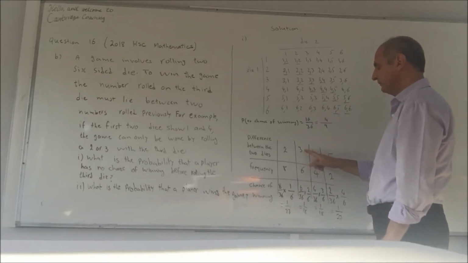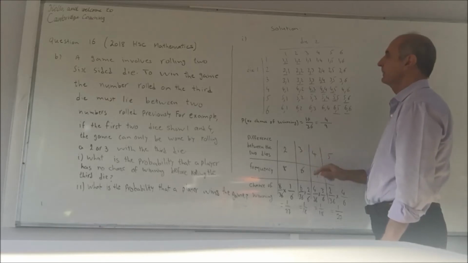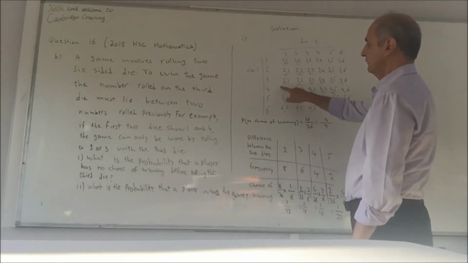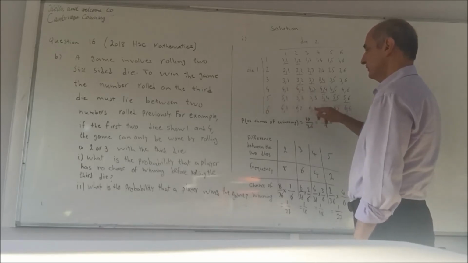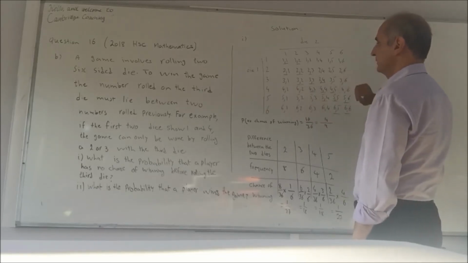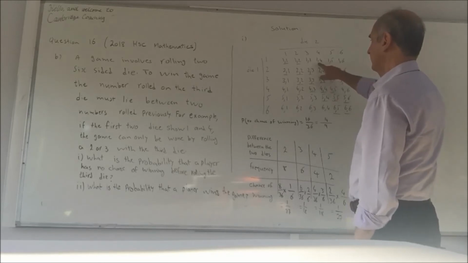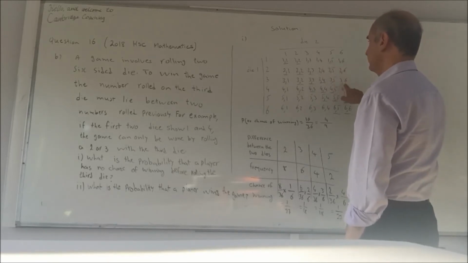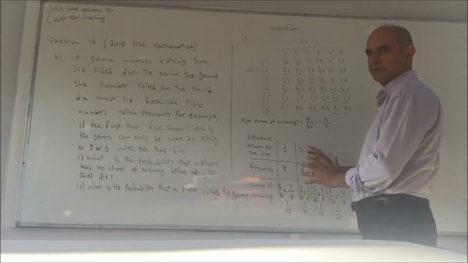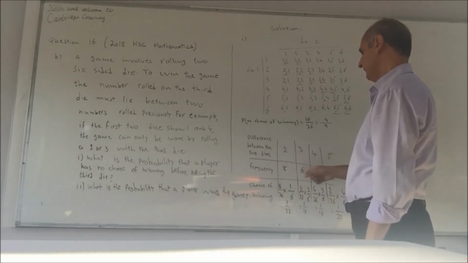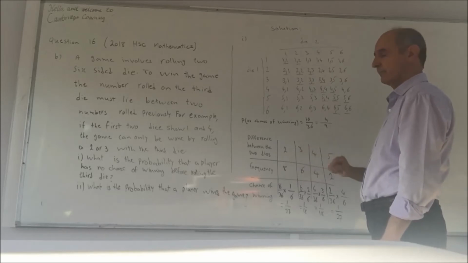For the difference between them to be 3, like getting 4 and 1, 5 and 2, 6 and 3, that is 3 cases here, and 3 cases on the other side, like 1 and 4, 2 and 5, and 3 and 6. So altogether, we have 6 cases where the difference between them is equal to 3.